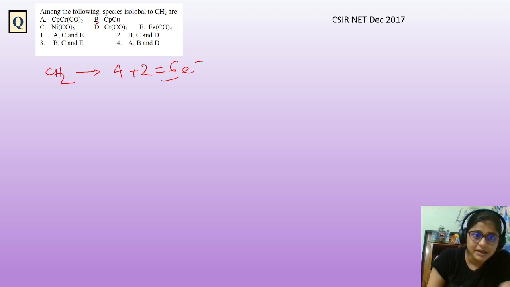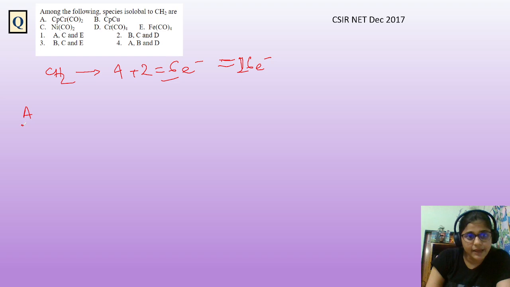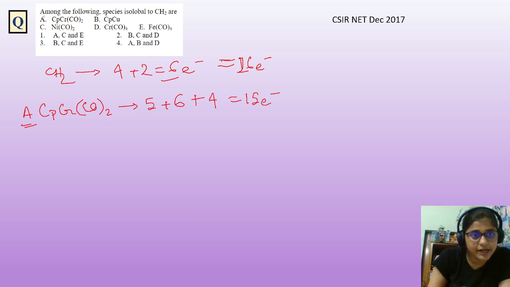So here only transition metals are given. So for the transition metal, the total electron count should be 16 to be the isolobal pair. Okay. So A is Cp, Cr, CO2, right? Cp means 5, Cr means 6, d4 system 6, and this will be 4. It will be 15 electron. So it will not be the correct option.